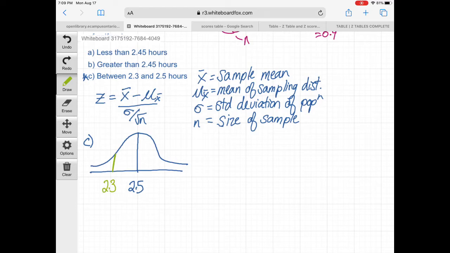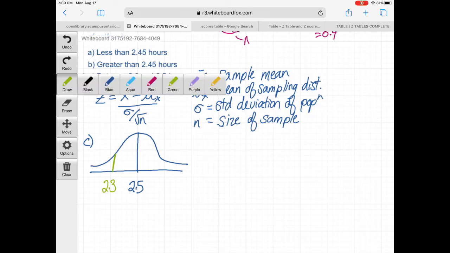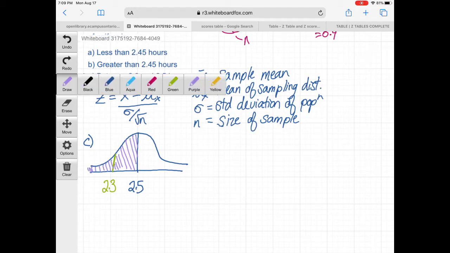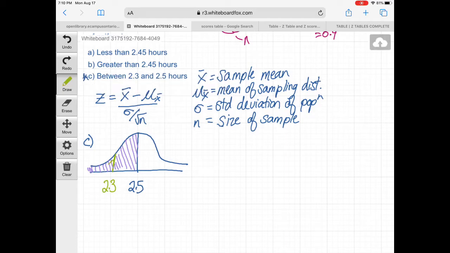Now, because the z-score table works in areas under a curve left of a given value, what we're actually going to be looking at is the area left of 2.5, which is all this, including all this area down here. Now we can subtract from that the area left of 2.3. So we'll subtract the green part. And then what we'll be left with is just the purple shaded area between 2.5 and 2.3.